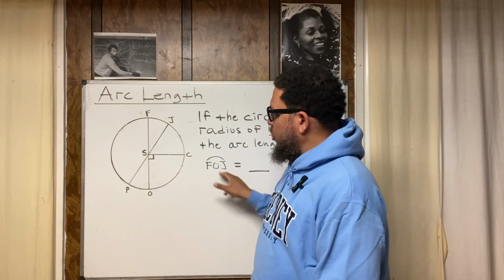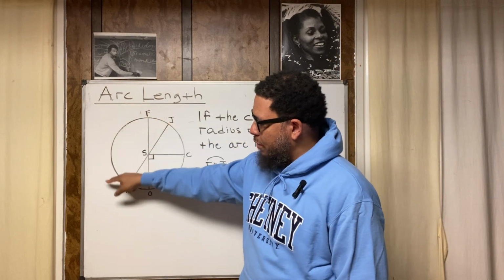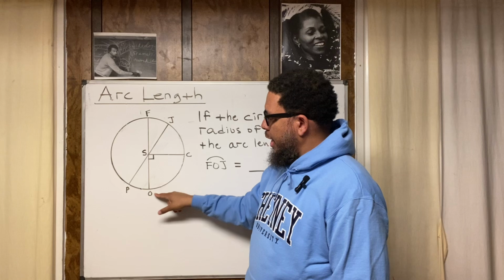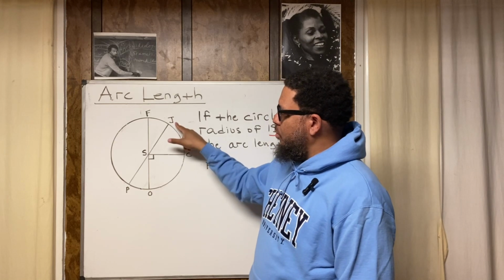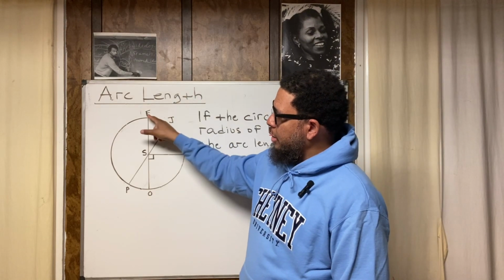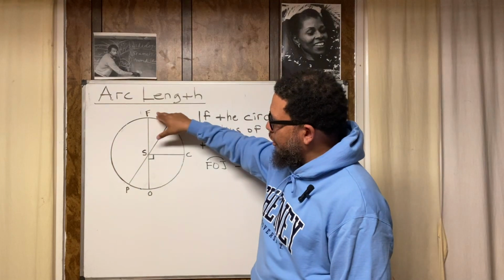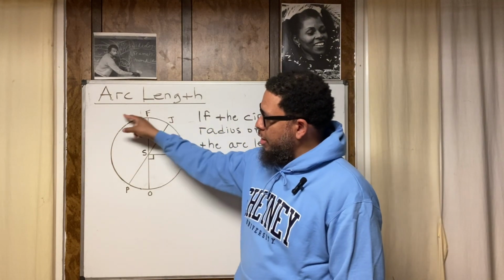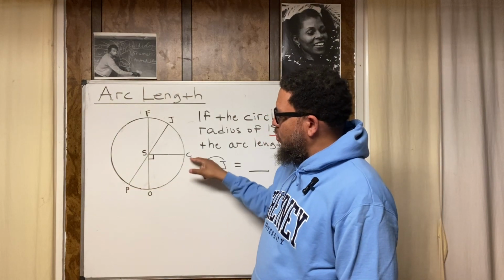In order to get FOJ, I got to start at point F and go this direction because I don't want to hit J first. So I go this direction, I go past O and all the way around to point J. So basically, this arc is covering the whole circle except for this piece right here. Think about it. This arc goes from point F all the way around, past O, past C.